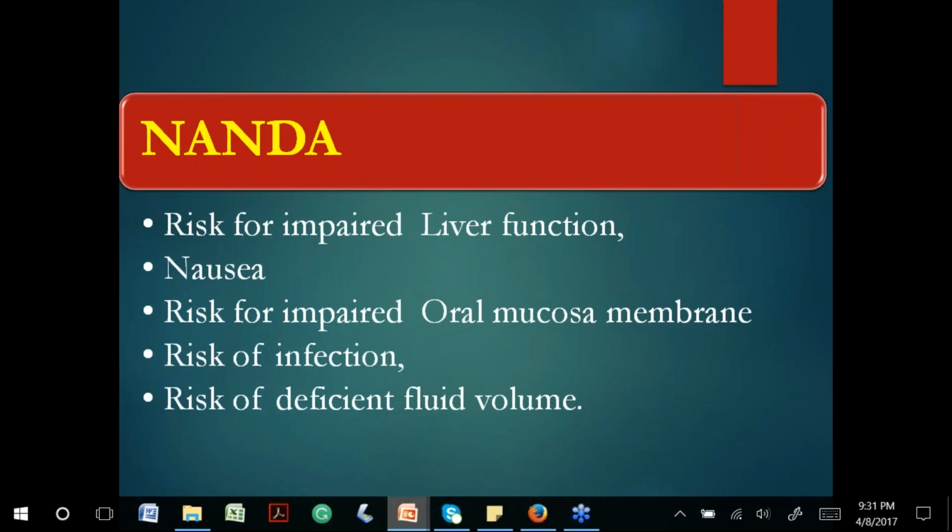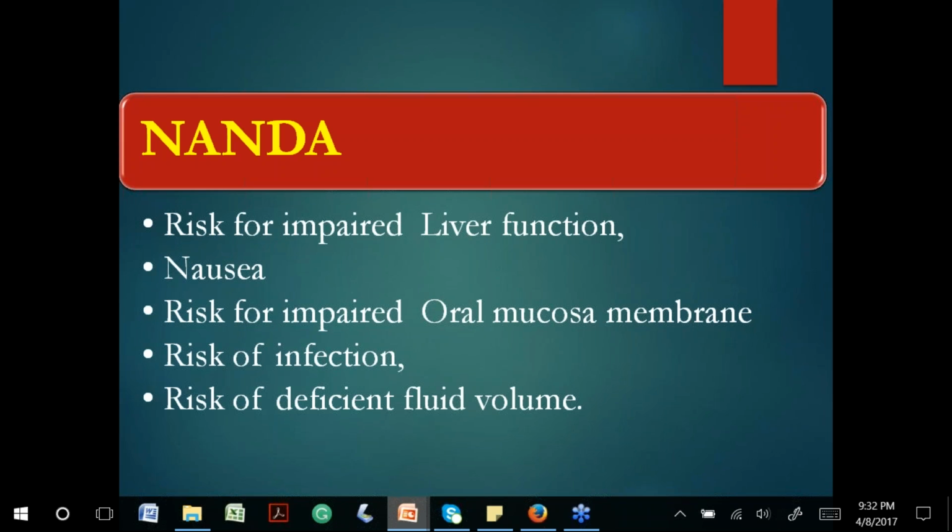Please remember hepatotoxicity. Many, many drugs are going to pass through the liver. Remember the first pass effect. So some medications are going to be very hepatotoxic, so risk for impaired liver function. If the patient has hepatitis, for example, they already have some problem with liver function, and they are going to use some benzos. The benzos are going to make the liver work even harder. So you need to be careful about the risk for impaired liver function.